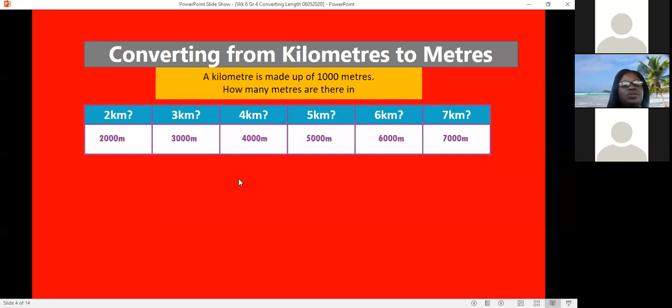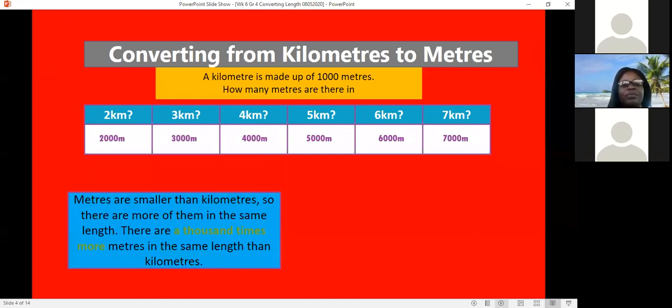So 2 kilometers would be 2,000 meters. 3 kilometers is 3,000. 4 kilometers, and so on and so on. So I have the answers here. And what is it that you notice about the answers? So we notice that meters are smaller than kilometers. So this means that there are more of them.